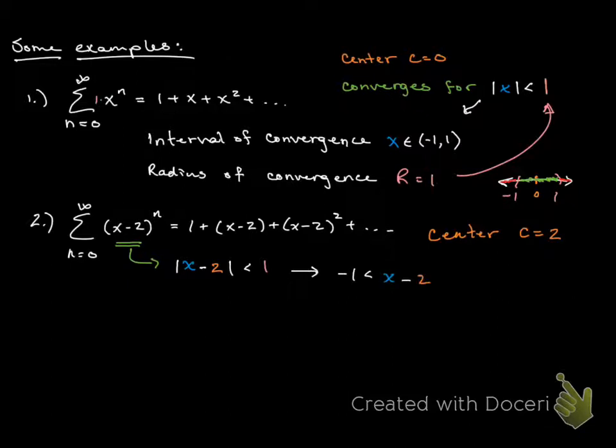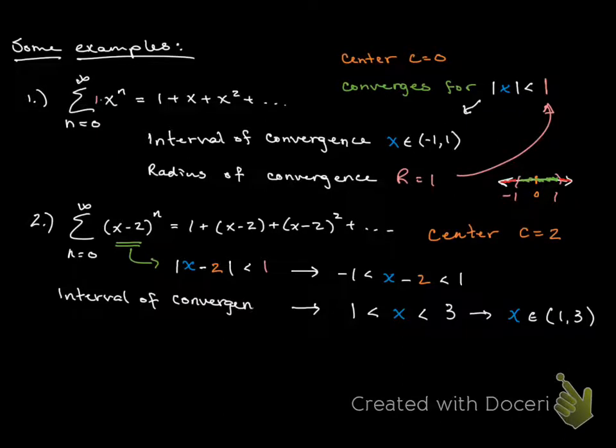I'm going to take this apart a little bit, right? Open the absolute value. And what I get is minus 1 is less than x minus 2 is less than 1. Add 2 to both sides, and I see that 1 is less than x is less than 3. This is my interval of convergence, and I typically write that x is included in the interval from 1 to 3. Okay, those are the places where my series converges. The radius of convergence is again that 1 on the right hand side. Radius of convergence is 1.